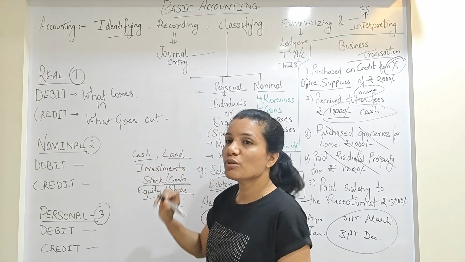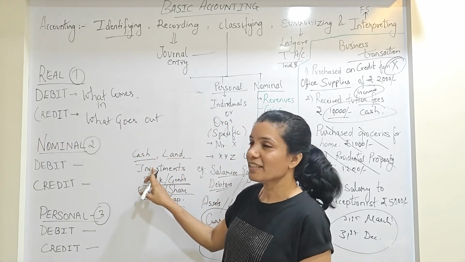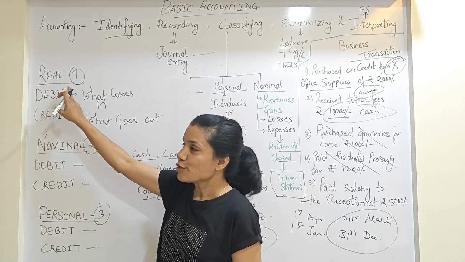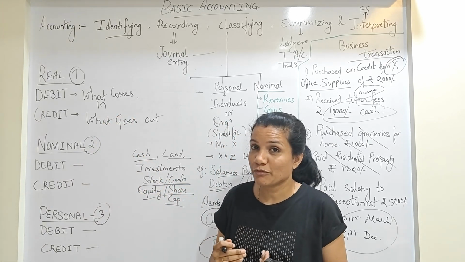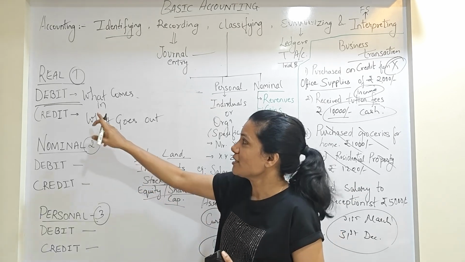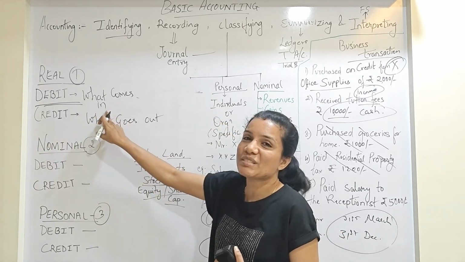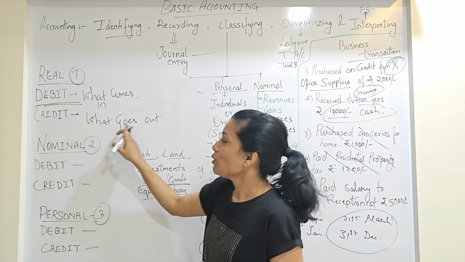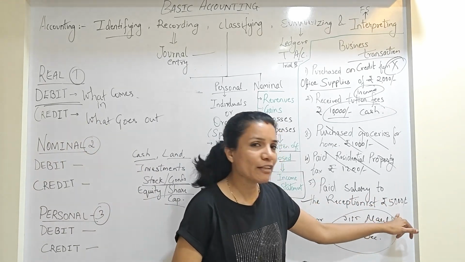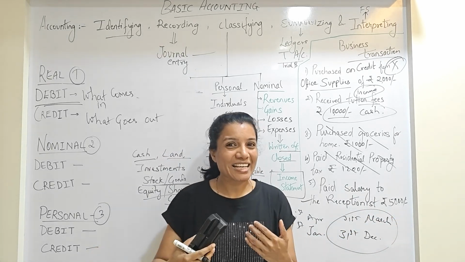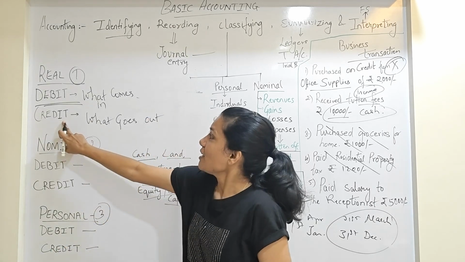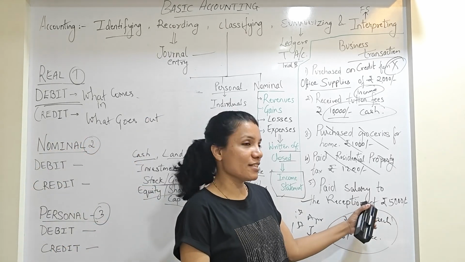Credit what goes out. Again, since cash is a real account, we are going to apply the rules that are applicable for a real account. So when I said I received cash from my student, it will have to be debited, because from the business point of view, debit what comes in, credit what goes out. Example: I paid salary to my receptionist, rupees 5,000. So from my business point of view, cash is going out, which means I have to credit the cash in this transaction.